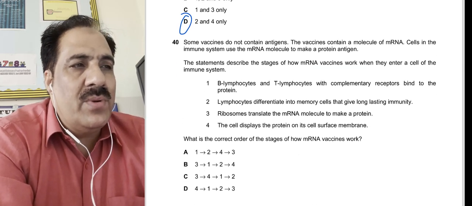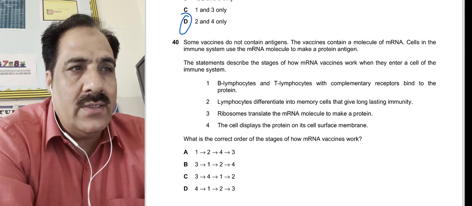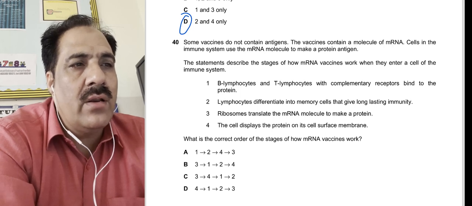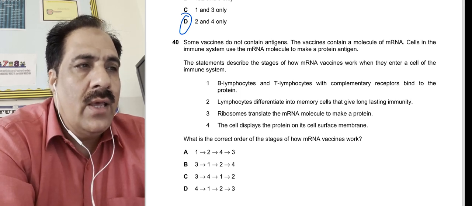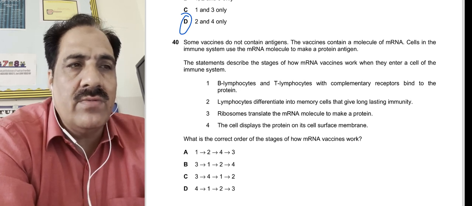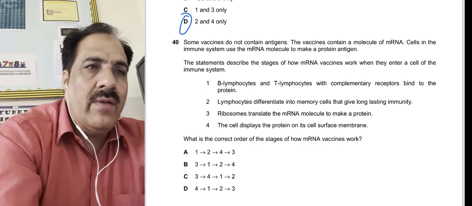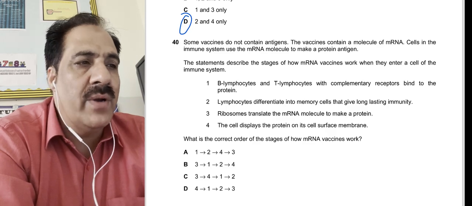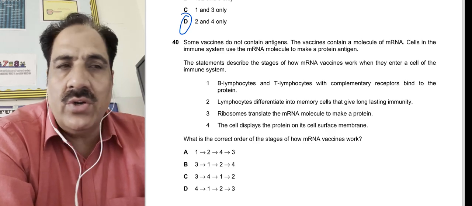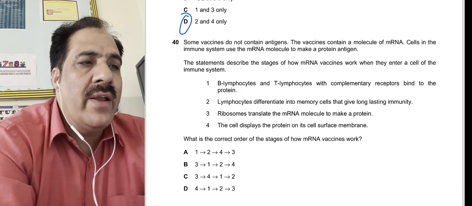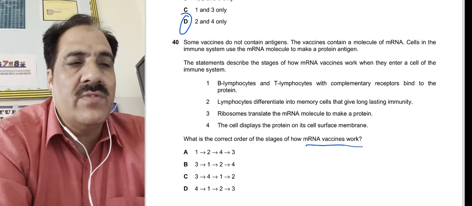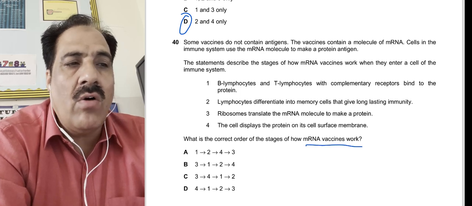Now, last question of this paper. Some vaccines do not contain antigens. The vaccines contain a molecule of mRNA. Cells in the immune system use the mRNA molecule to make a protein antigen. The statements describe the stages of how mRNA vaccines work when they enter a cell of the immune system. B lymphocytes and T lymphocytes with complementary receptors bind to the proteins. Lymphocytes differentiate into memory cells that give long-lasting immunity. Ribosomes translate the mRNA molecule to make a protein. The cells display the protein on the cell surface membrane. What is the correct order of the stages of how mRNA vaccines work?